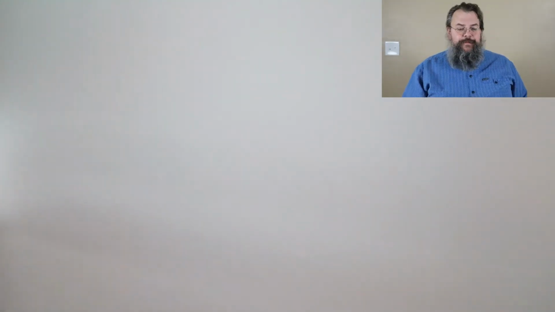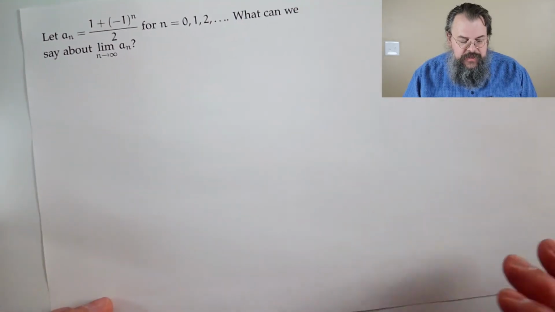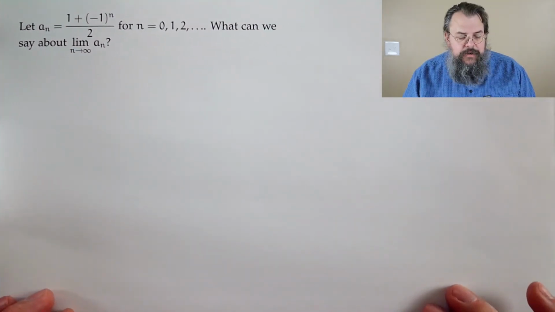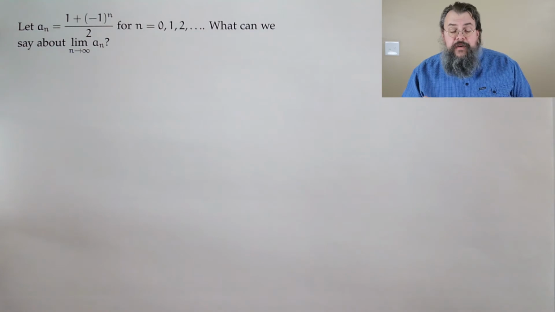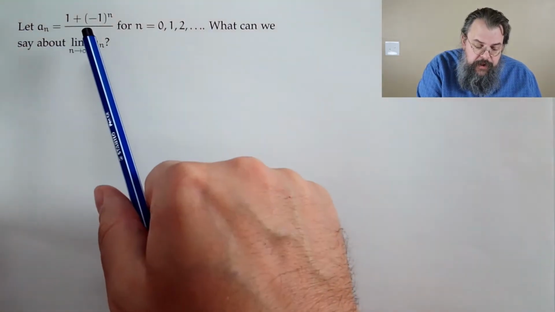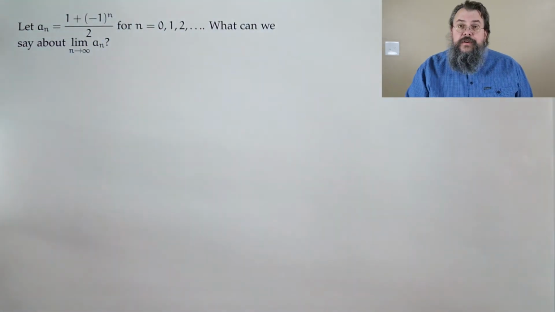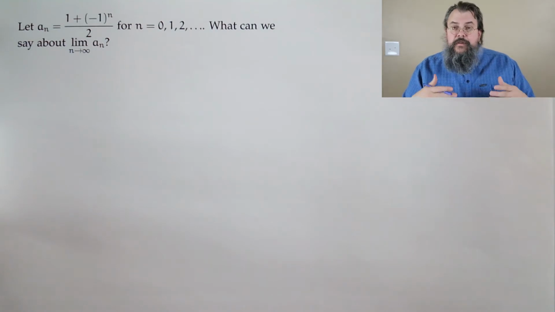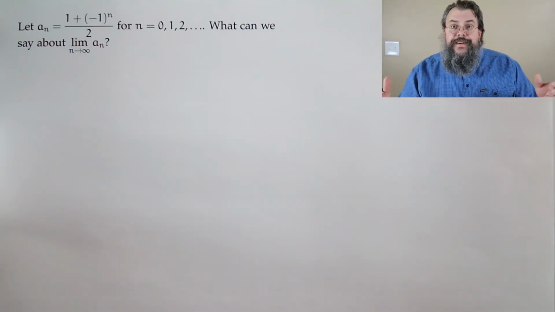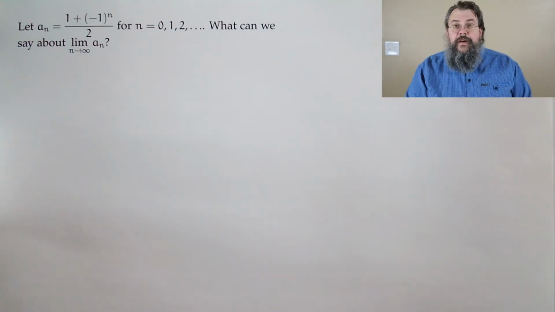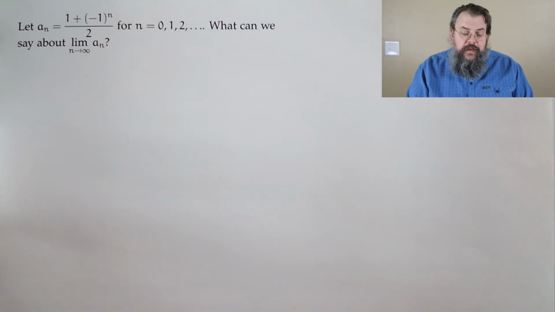All right, on to our next problem. So, here we go. A sub n is defined as 1 plus minus 1 to the n over 2, for n equals 0, 1, 2, and so on. What can we say about our limit as n goes to infinity of a sub n?